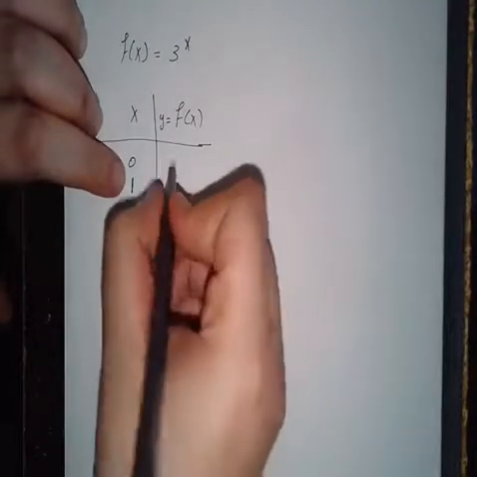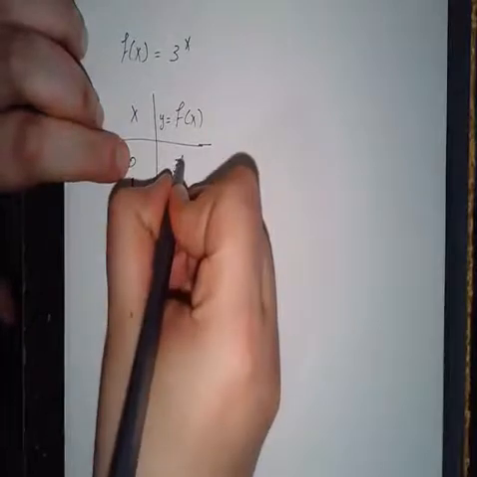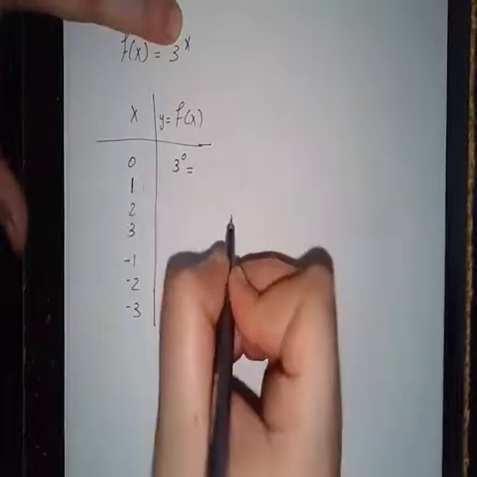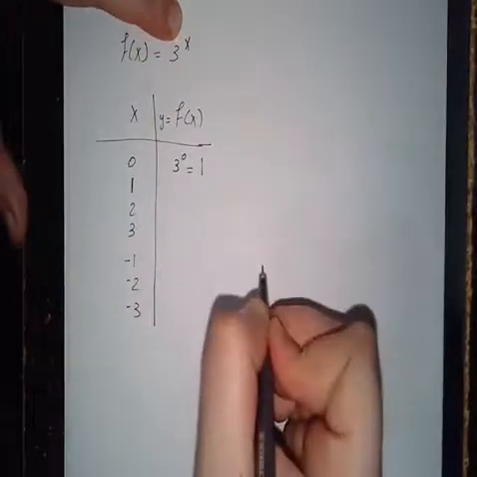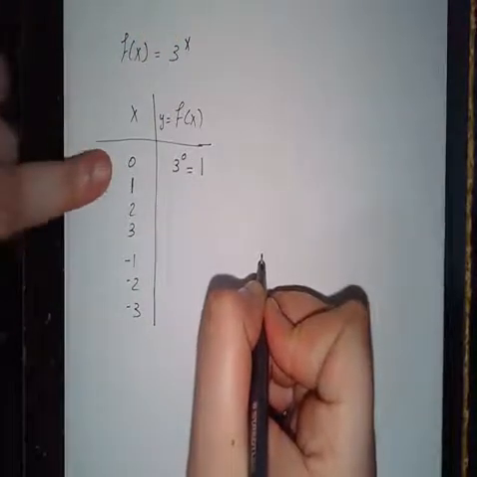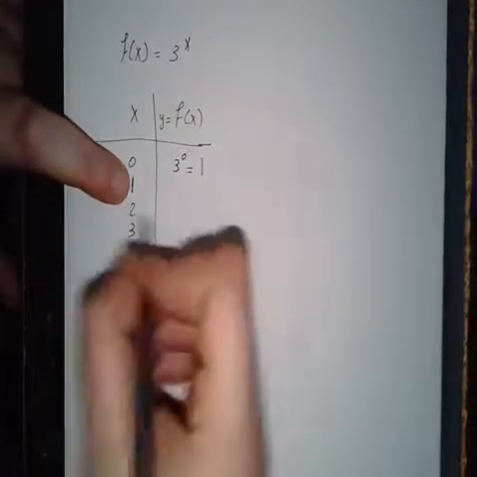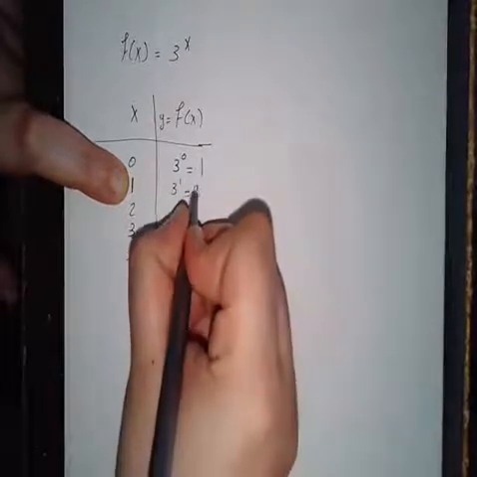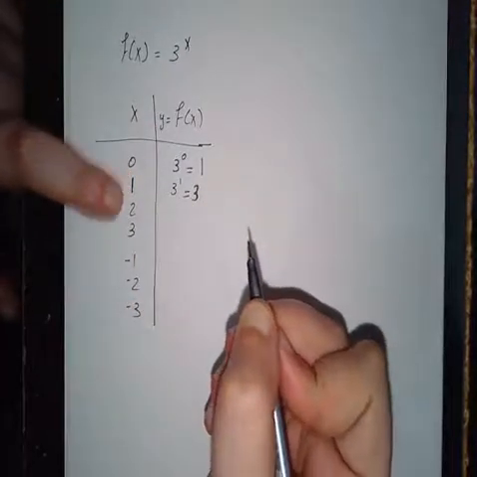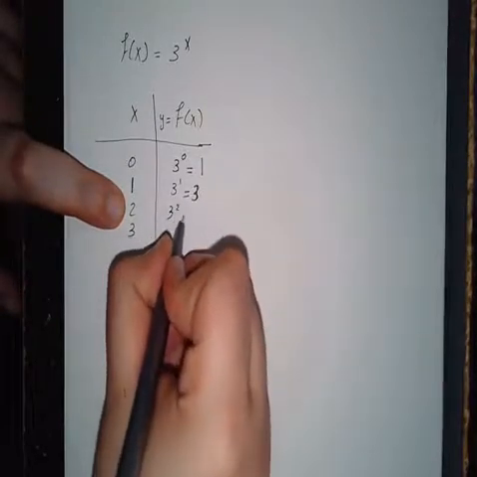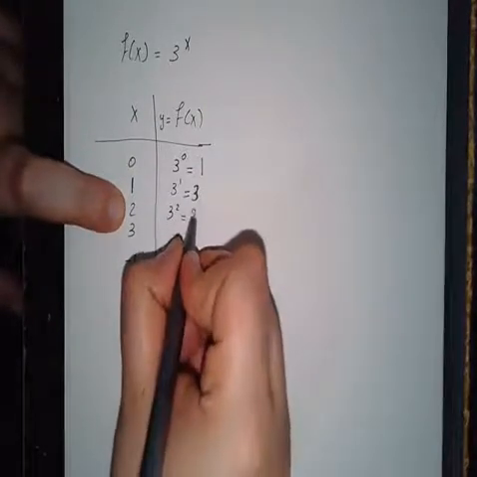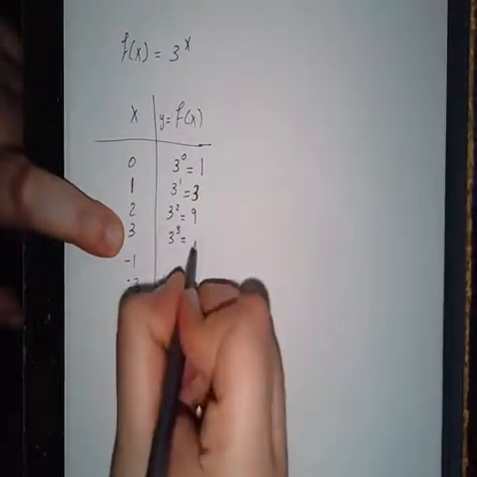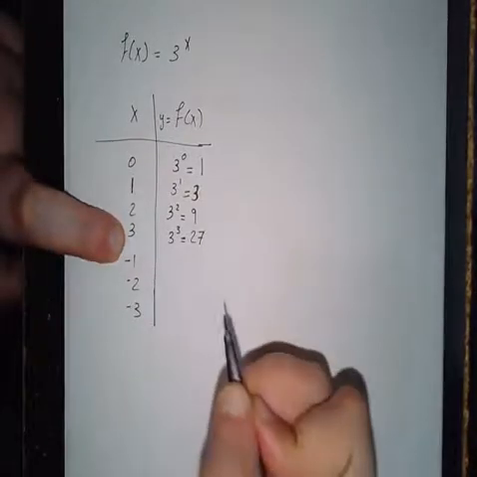Make sense? So, for example, 3 to the 0 power because it's replacing the x. And as we know, anything to the power of 0 is going to be 1. So that's the first value. How about the second one? You have 1 over here. So that's going to be 3 to the first power, which is 3. Right? Now, 3 to the second power is going to be 3 times 3, which is 9. 3 to the third power is going to be 3 times 3 times 3, which is 27.